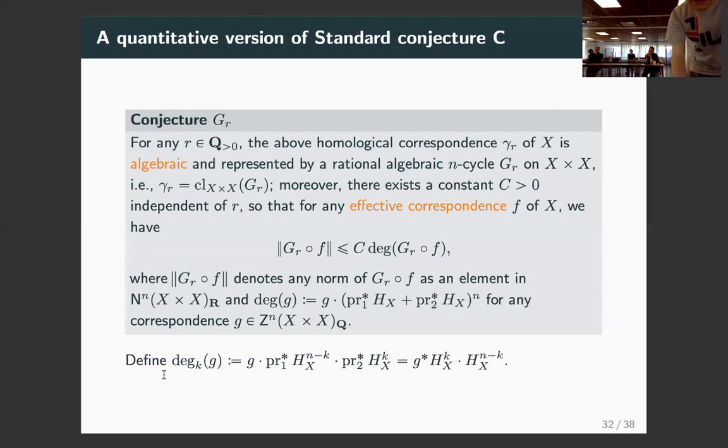So we also denote the degree kg. So use this one to denote each summand of this sum. So it's the same as the product of the two cycles. Okay, I'll go quick.